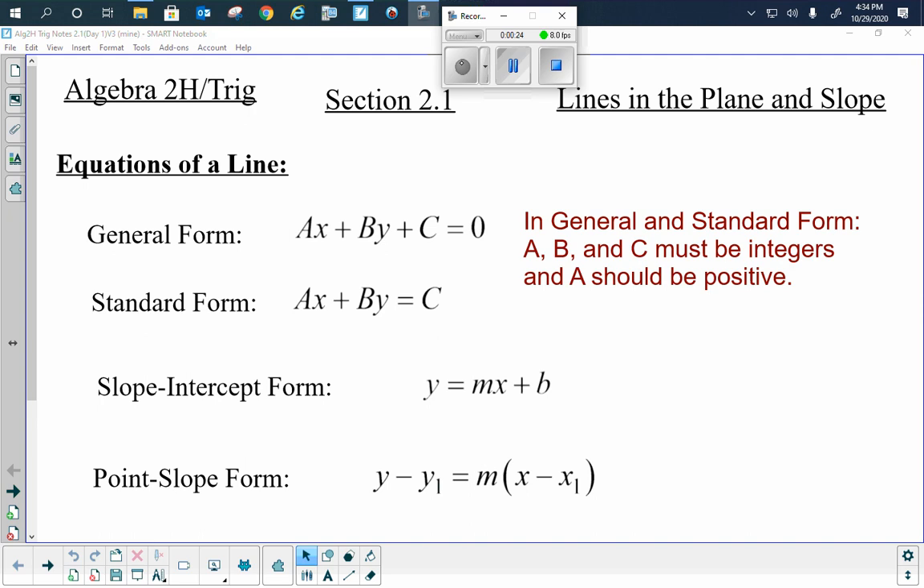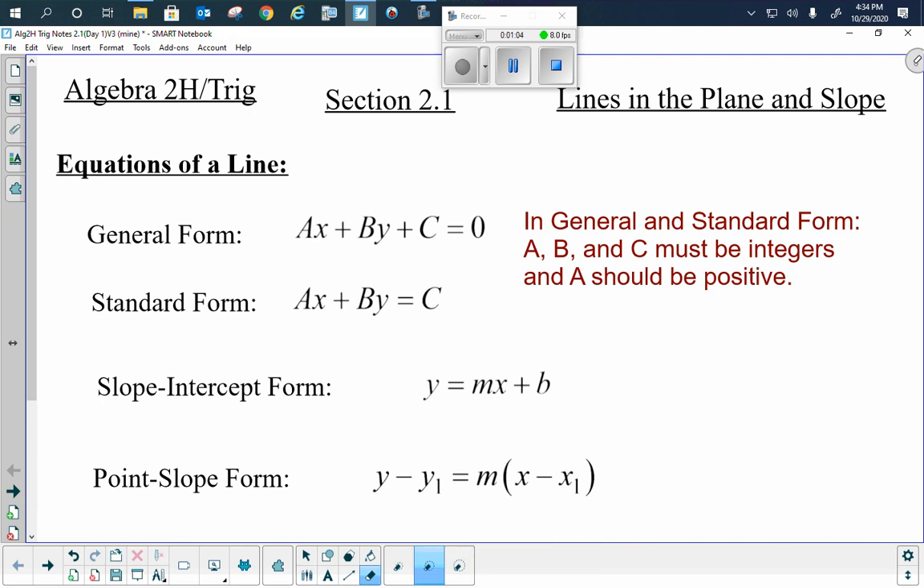So equations of a line, you do need to know the different names. So general form, notice you have ax plus by plus c equals 0. And in standard form, it's ax plus by equals c. So just notice the differences. Like it says here on the right-hand side, the difference from other forms is that in general and standard form, a, b, and c must be integers, and a should be positive. So I think of that as always moving it to where my x term is positive, if you will.